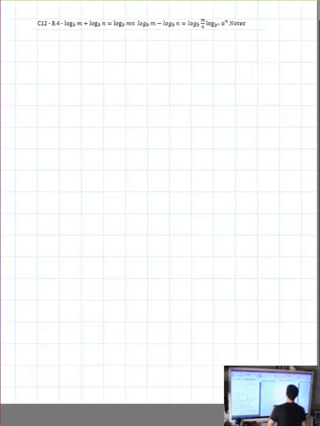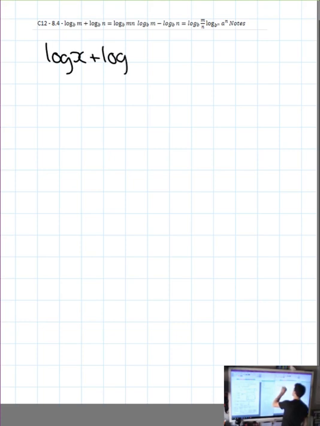Let's take a look at a couple of examples with variables. Log x plus log x. Well, I'm adding, so I can simply turn that into a single log, and I can multiply the things together. x times x is x squared.